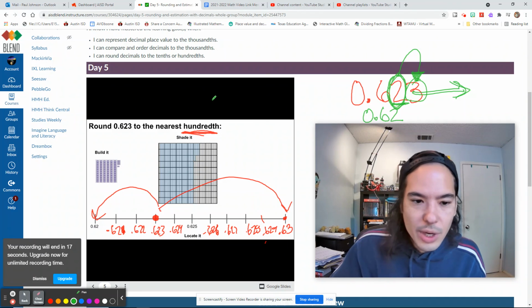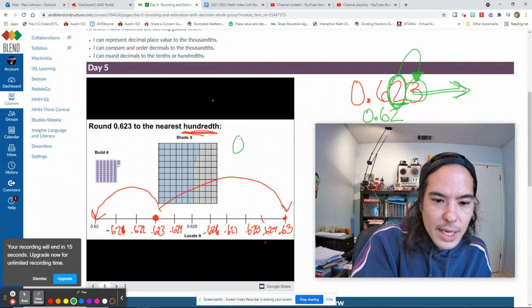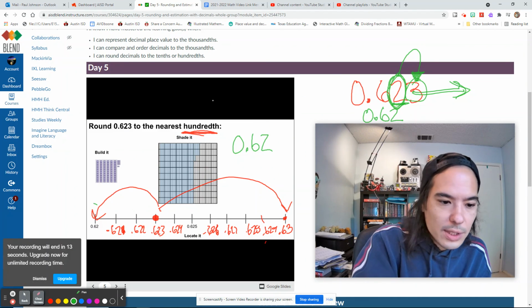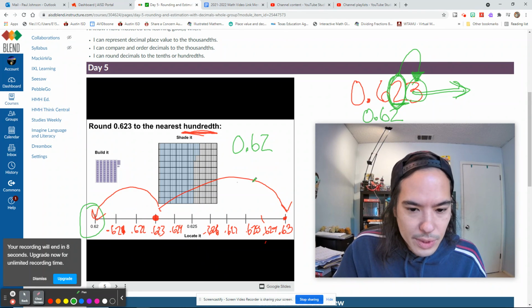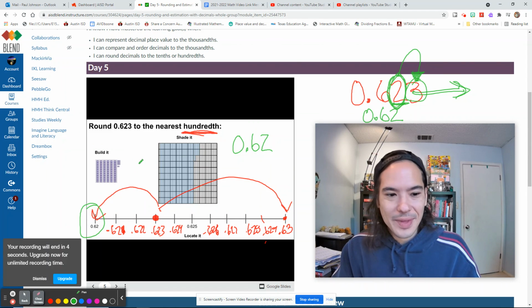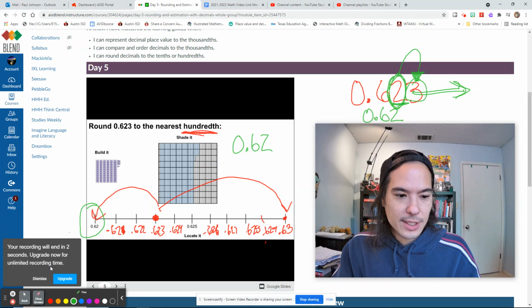So now we're looking at a number in the hundredths. We're looking at 62 hundredths, which is the same number on our number line that we were closer to than 63 hundredths. So there's a couple different ways of looking at it, right? So keep on trying this strategy and see if it works for you.